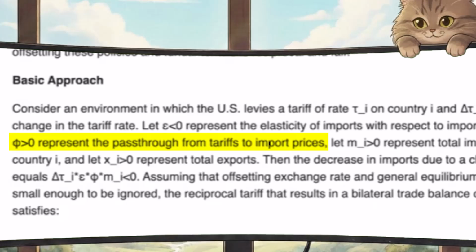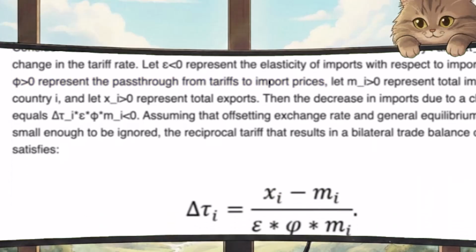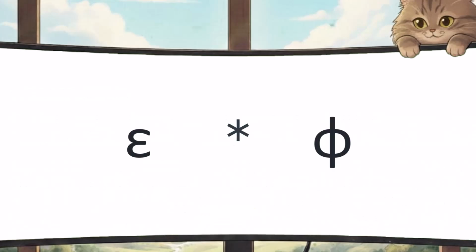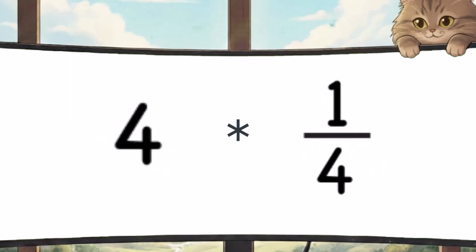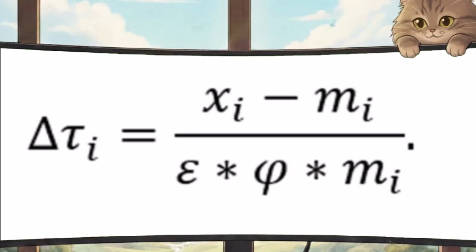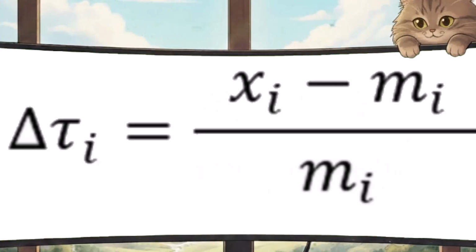Now for phi, it's got to be greater than 0, and once again, it's supposed to represent the pass-through from tariffs to import prices. However, they just set it again at 0.25. So we've got 4 times 0.25, which just comes out to 1. So with it just being a constant of 1, we can actually just get rid of them. Now, hopefully at this point you can see how the formulas are exactly the same.